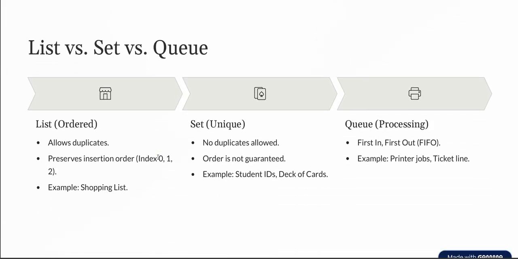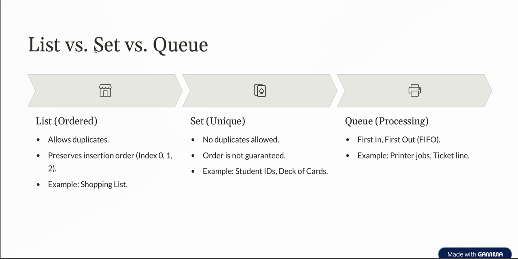Let's now move to list versus set versus queue. List is nothing but a list of items. It allows duplicates, preserves insertion order, and is accessible by index. It is like a shopping list.